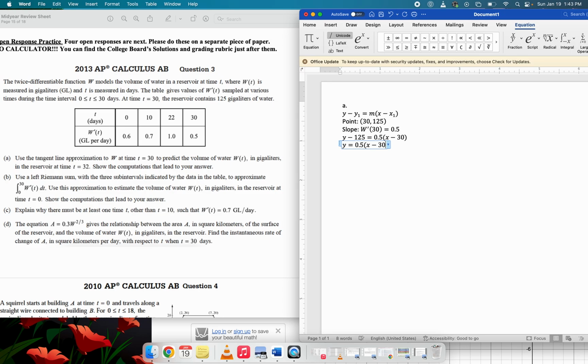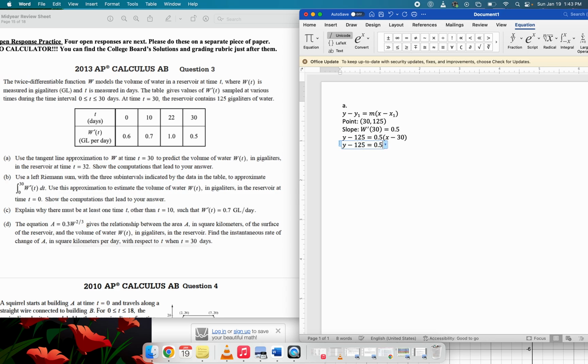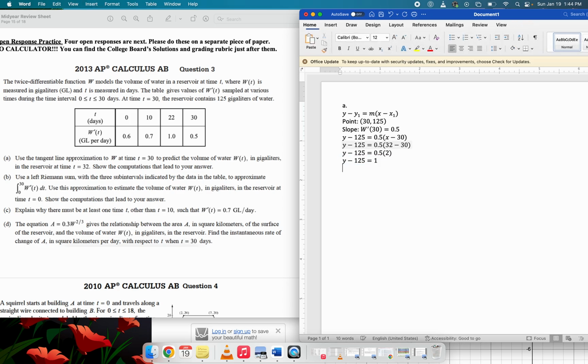Like, if you solve this for y, well, do I need to solve this for y? No, not really. I'm just trying to approximate the amount of water at time 32. So I'm going to replace x with 32. Again, maybe I should be calling the variable t, but whatever. So y minus 125 equals 0.5 times 32 minus 30, and now it's just arithmetic. So y minus 125 equals 0.5 times 2. That's y minus 125 equals 1. So I think y is equal to 126.